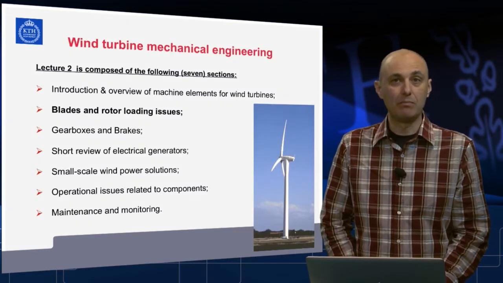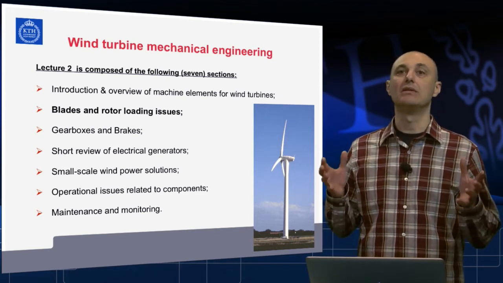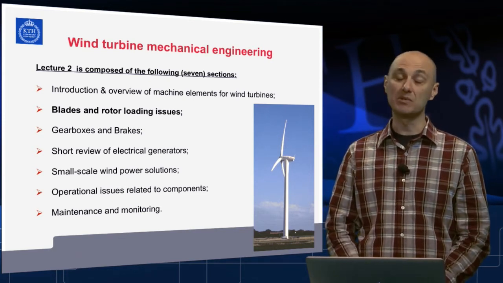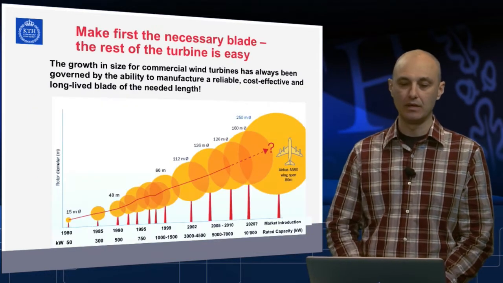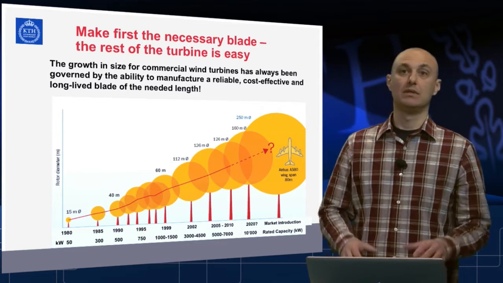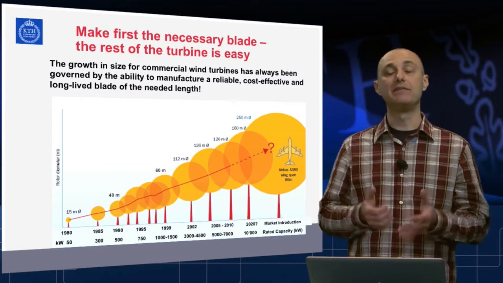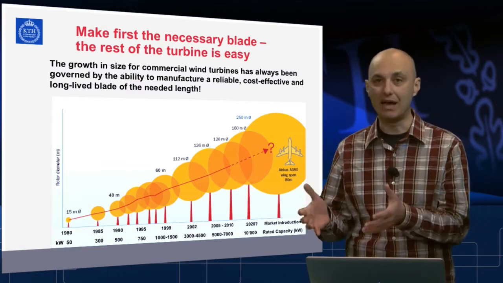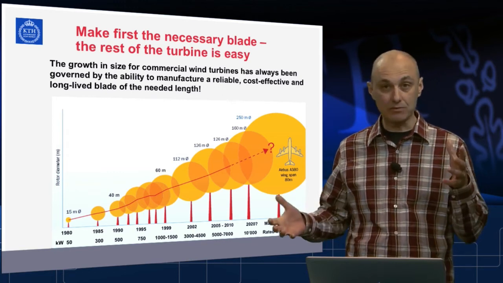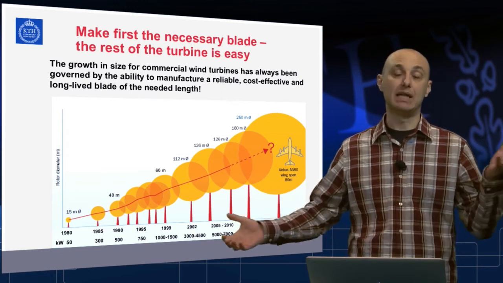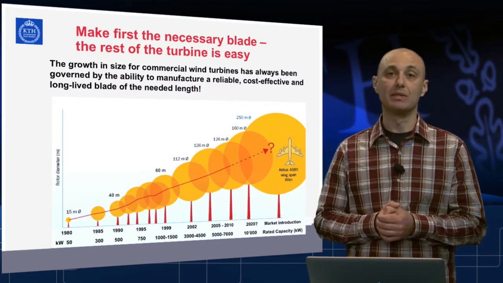We will talk about blades in this section, and of course the blades and the wind rotor definitely are the most important and the most critical part of any kind of wind turbine. First of all, the fact that a wind turbine can be constructed at all is very much dependent on having or not having the blades for it. And the ability to build the blades with a proper dimension, that is the proper length, actually defines whether or not the rest of the turbine can be made.